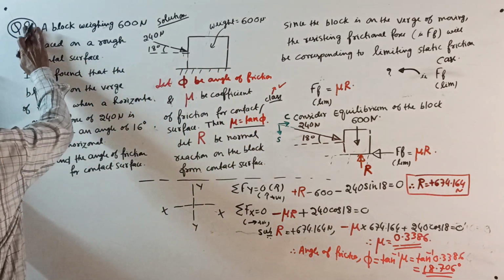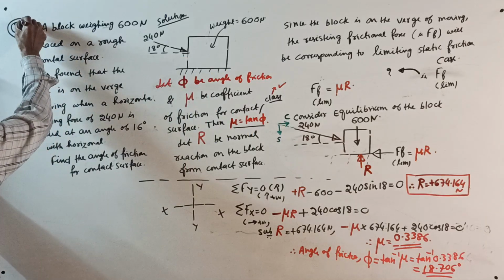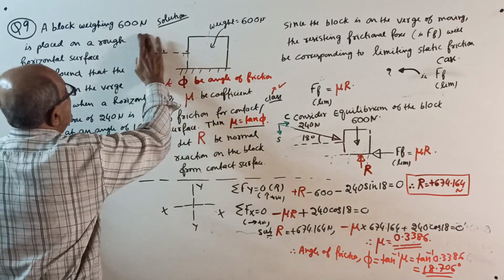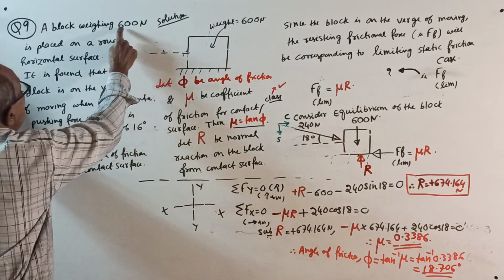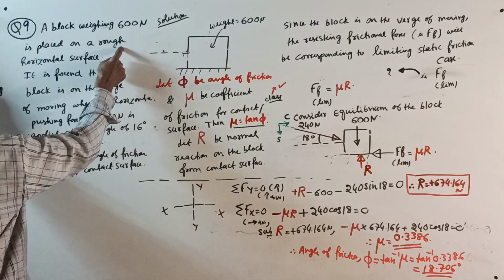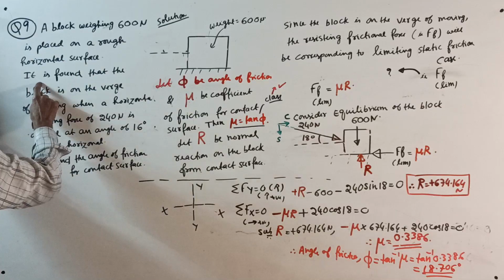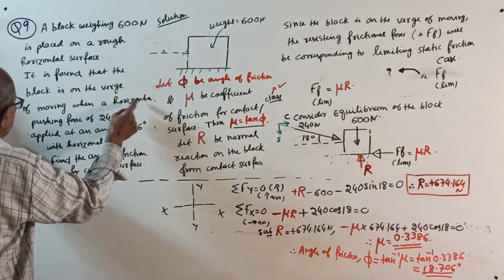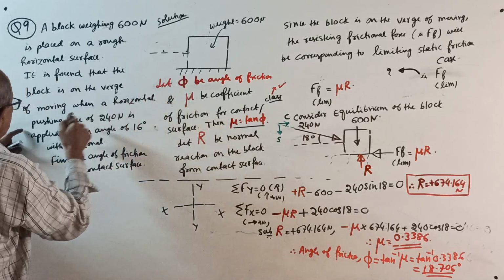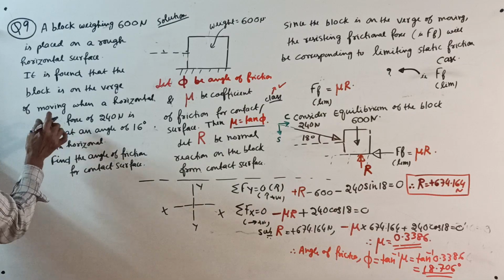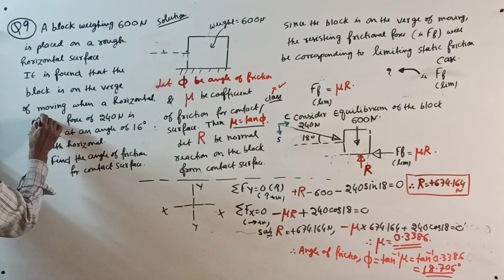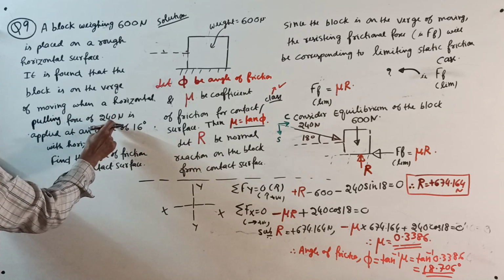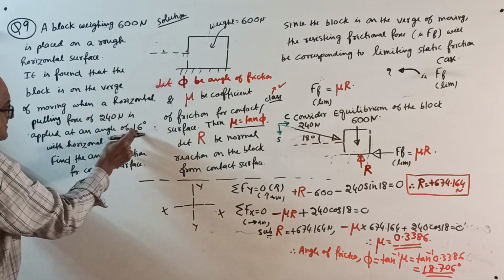I write now only. Question 9, new question. A block weighing 600 Newton is placed on a rough horizontal surface. It is found that the block is on the verge of moving when a horizontal, not pushing, horizontal pulling force of once again 240 Newton is applied at the same angle.